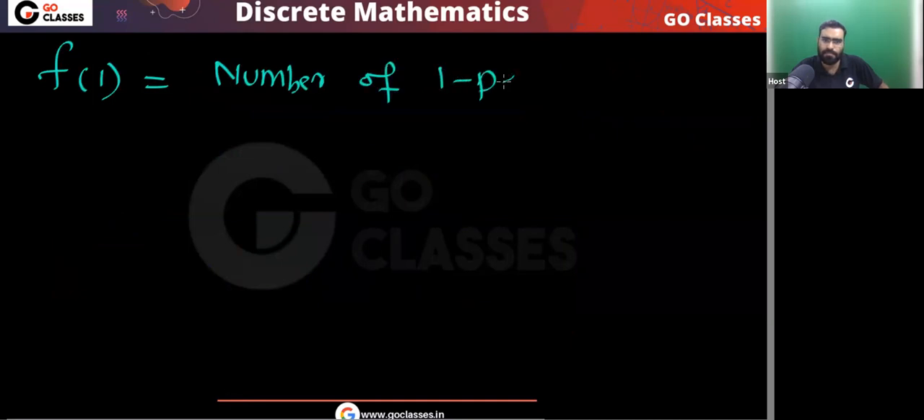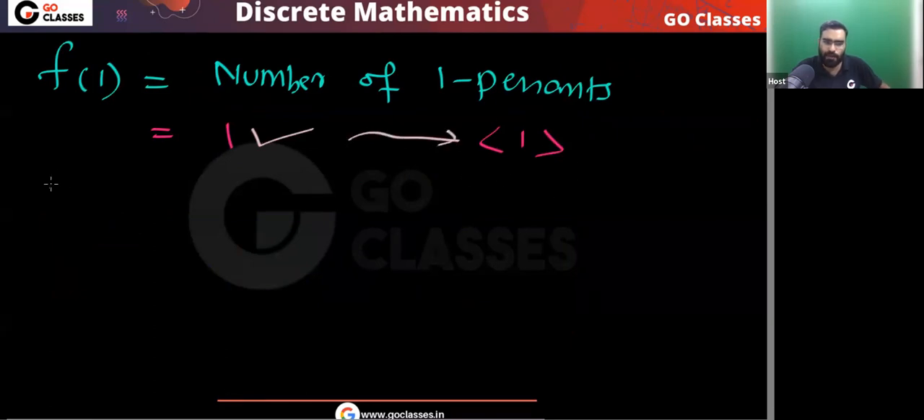And what are the base conditions? What are the initial conditions? Tell me, if I ask you what is f1, f1 means number of 1 pennants. How many? If I want number of 1 pennants, then that will be only 1, because you can just simply do like this. This is the only 1 pennant you can create.